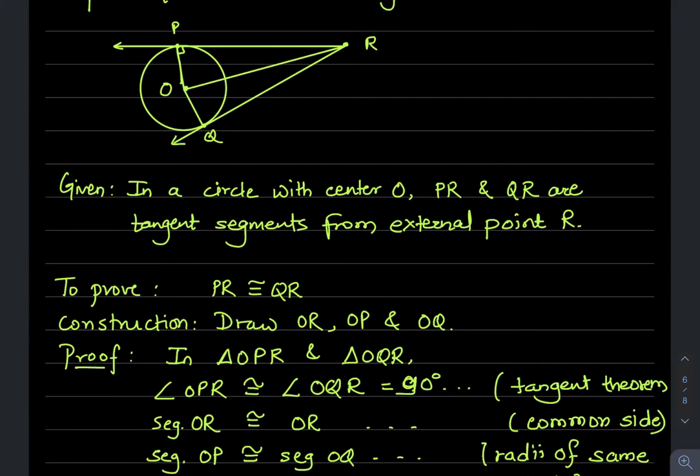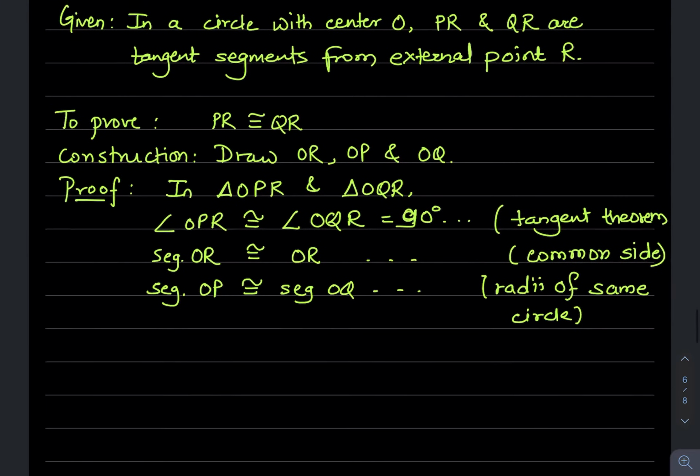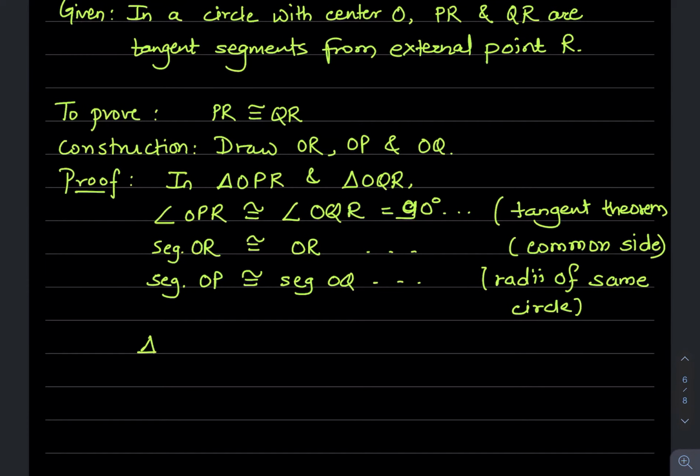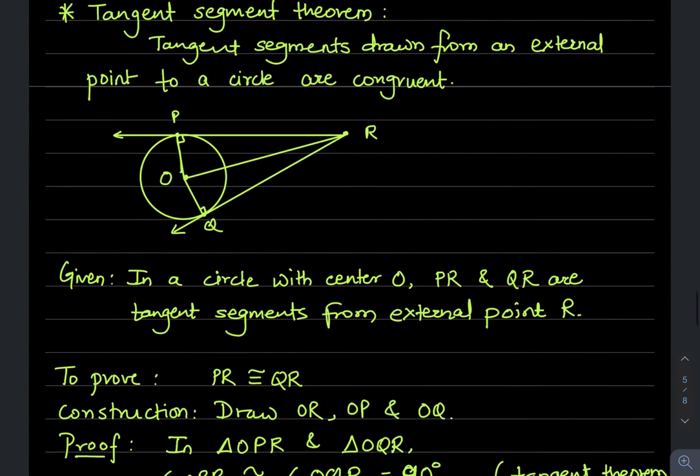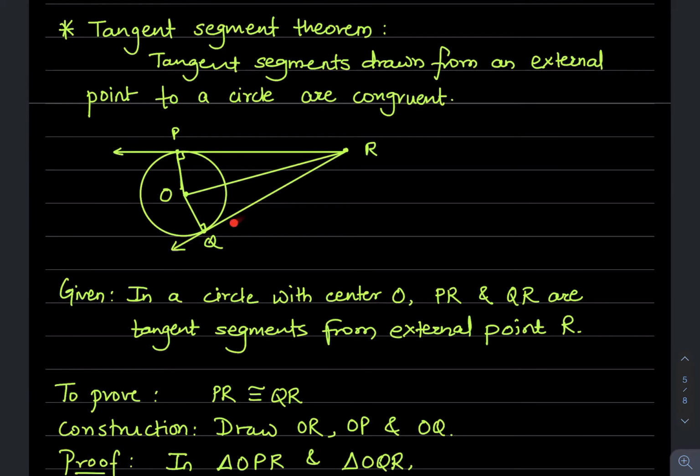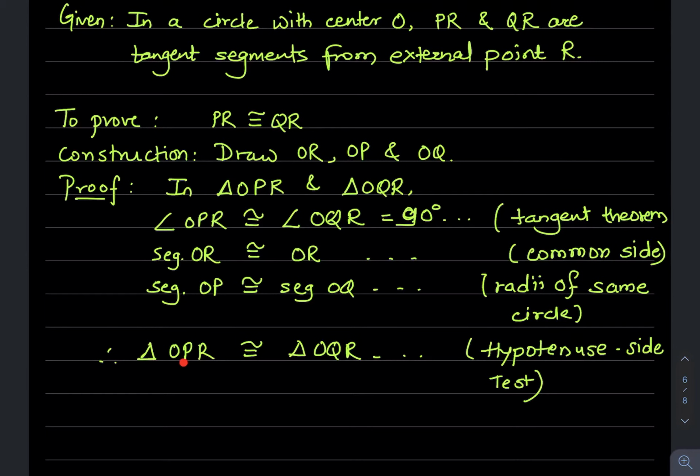I will just put here the mark of perpendicular. So now the two triangles, triangle OPR will be congruent to triangle OQR by the hypotenuse side test. So now as the two triangles have become congruent, their corresponding sides PR and QR will also be congruent. See here, we have got the right correspondence, PR and QR.